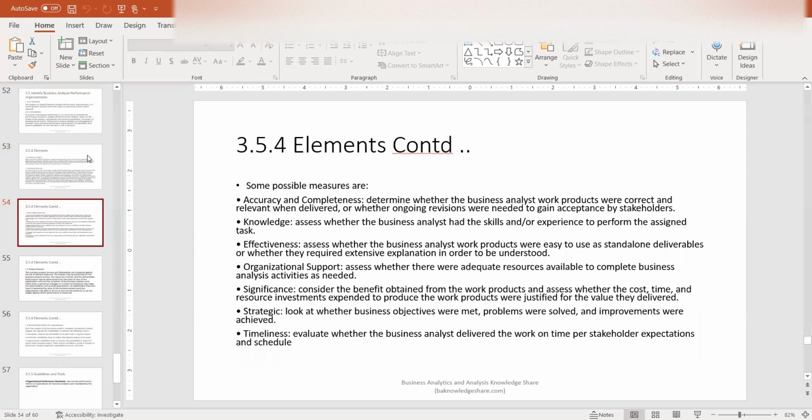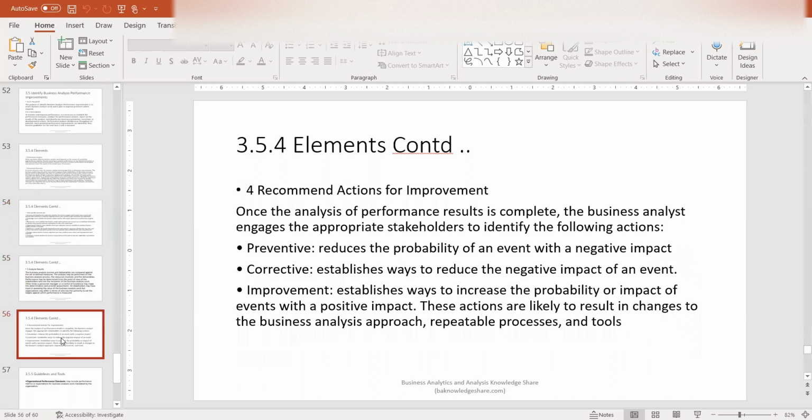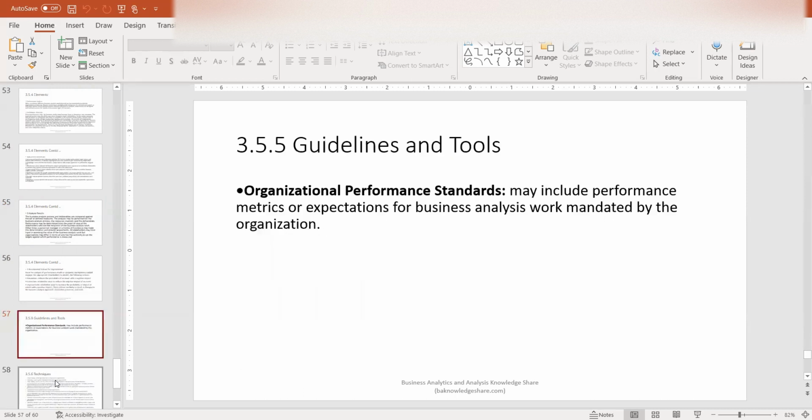Strategic: look at whether business objectives were met and problems were solved. Timelines: evaluate whether the business analyst delivered the work on time for stakeholder expectations and schedule. Then someone analyzes the results and recommends actions for improvement, in terms of whether there are some preventive actions, corrective actions, or improvement actions.